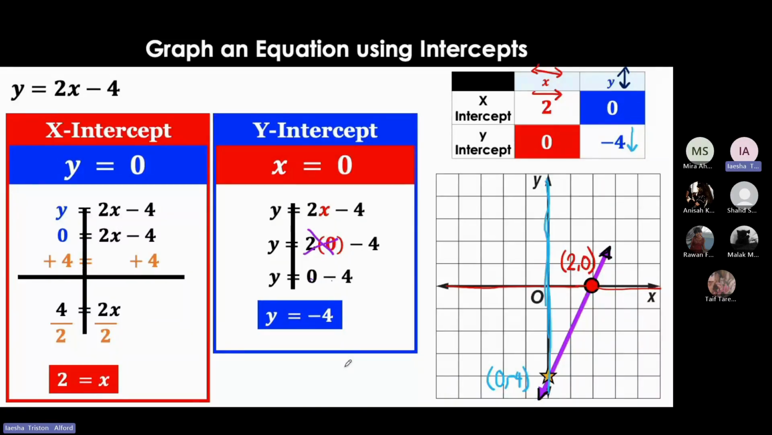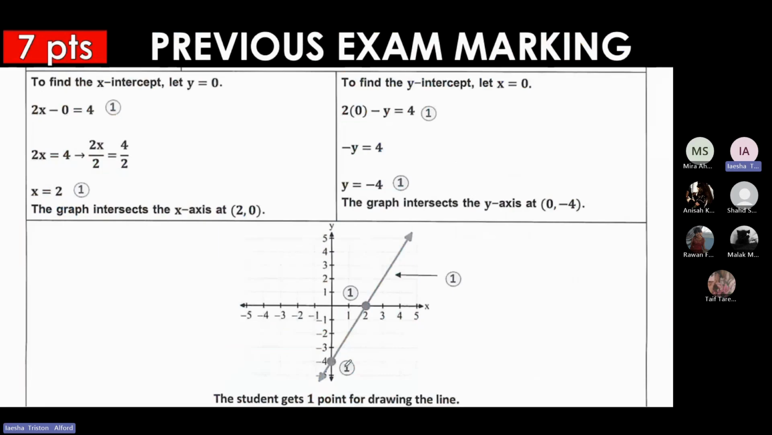And this was a question they asked in an old exam long time ago. So this was a 7-point question in the last exam. So see how they marked it. Did you put the y is equal to 0? You get 1 mark. Did you solve? You get another mark. Did you put x is equal to 0? You get 1 mark. Did you solve? You get 1 mark.